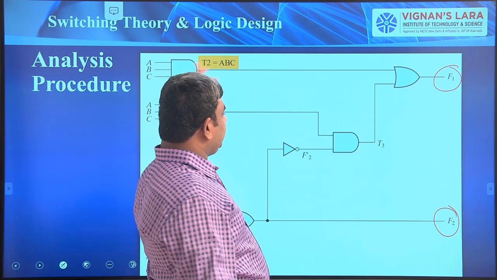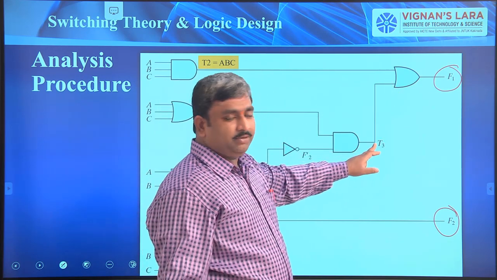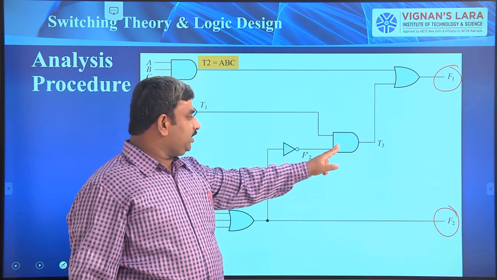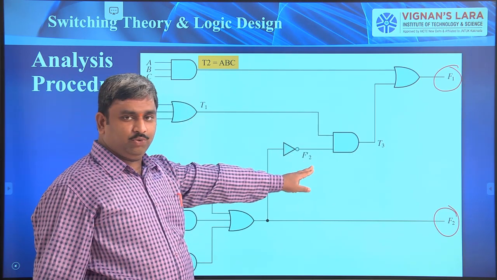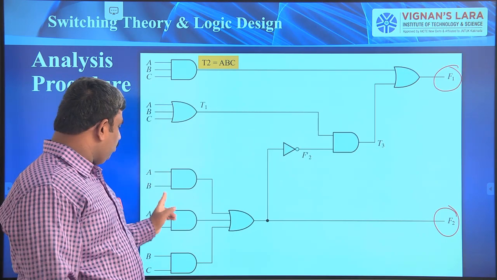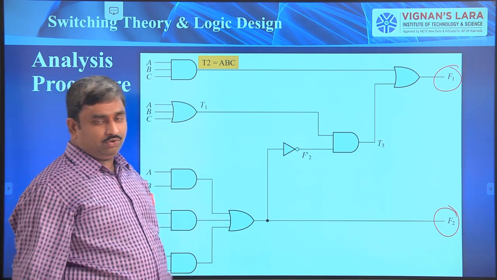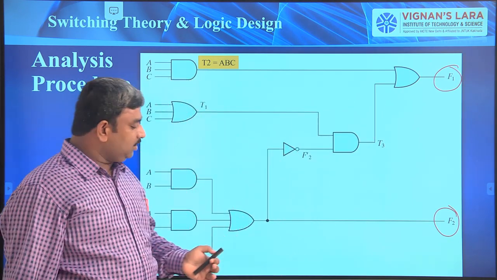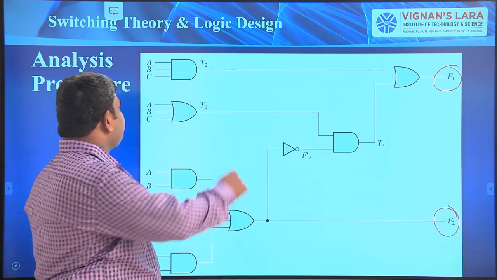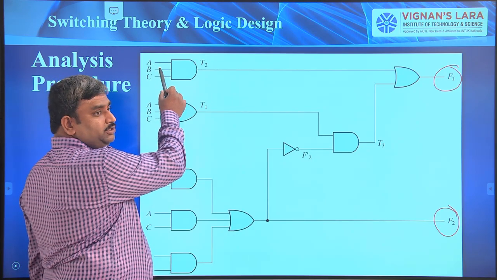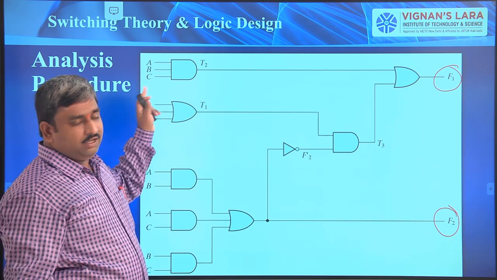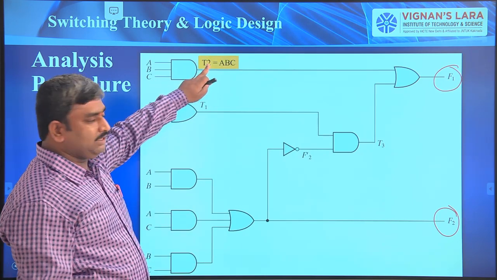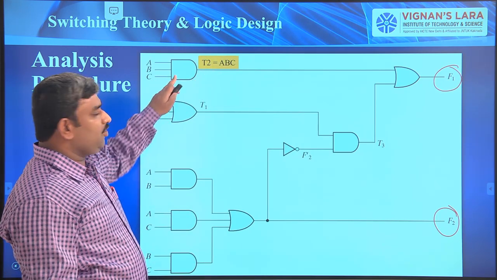This input is from an AND gate, and the second input is T3, which is the output of an AND gate. For that AND gate you have T1 and F2 bar. What remains is to work from the input side, not from the output side. That we will see now. The first AND gate has inputs A, B, C, so the output T2 is equal to ABC. That is the output of this first AND gate.